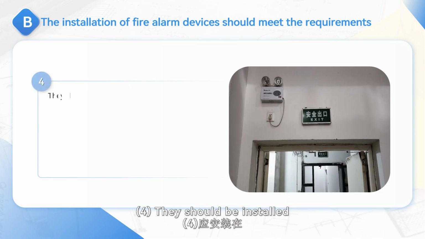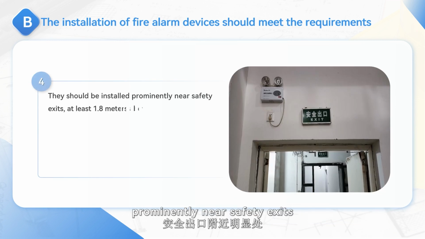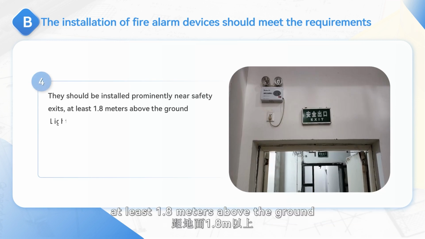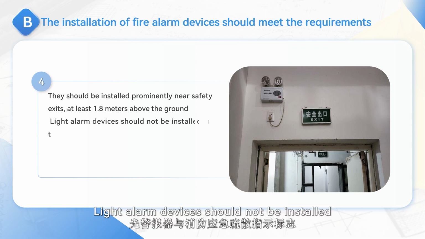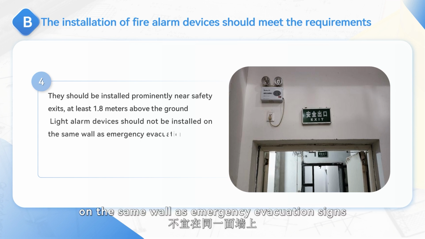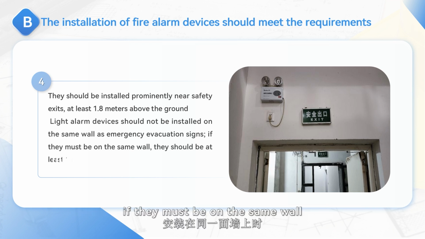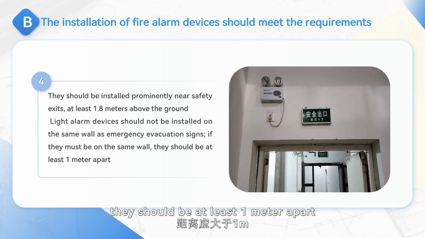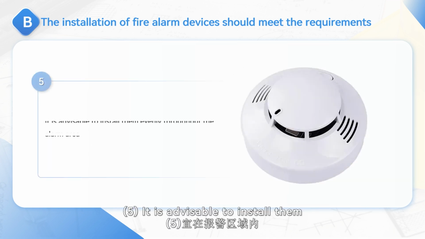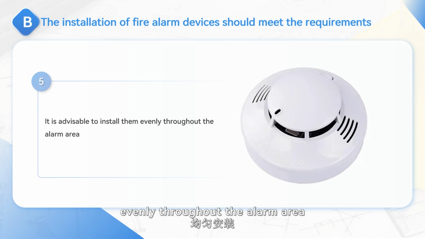4. They should be installed prominently near safety exits, at least 1.8 meters above the ground. Light alarm devices should not be installed on the same wall as emergency evacuation signs. If they must be on the same wall, they should be at least 1 meter apart. 5. It is advisable to install them evenly throughout the alarm area.